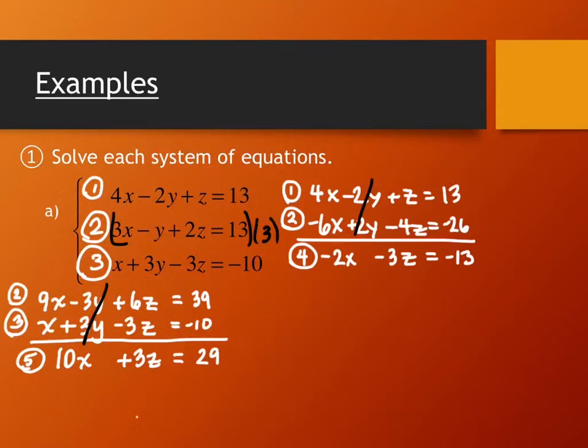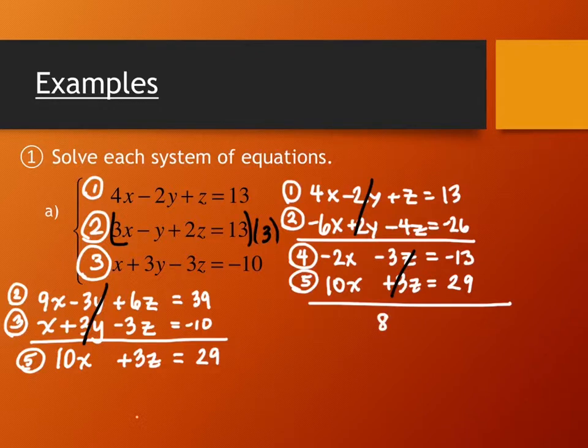It's very nice. So I'm just going to rewrite equation 5 underneath equation 4, so there's a little bit more space over here. I have 10x, I have plus 3z equals 29, and we're going to add them up. How many x's do I have? Z's cancel. 8x, and what does it equal on the other side? 16. So what does x equal? X is 2.